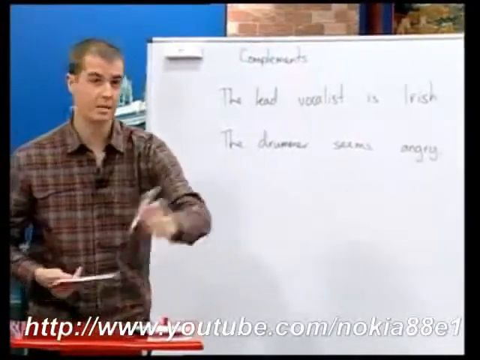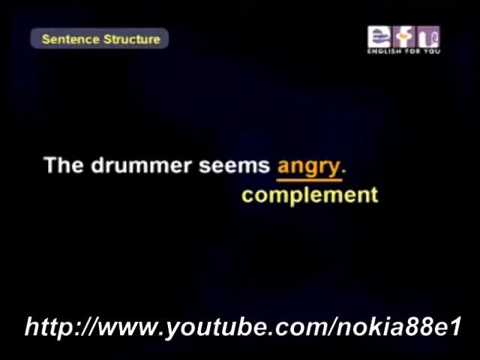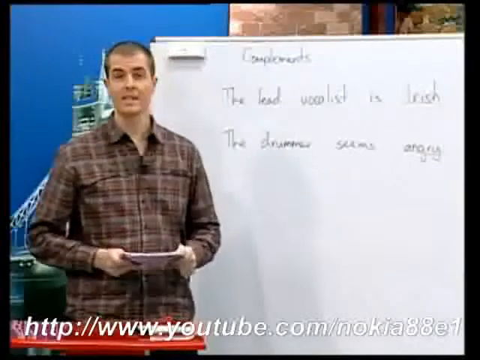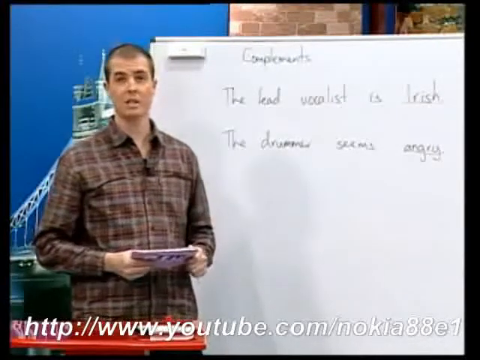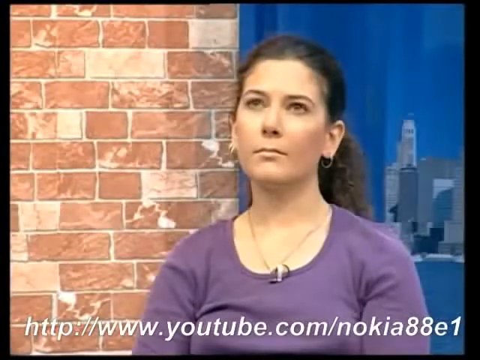In the first sentence, Irish is the complement. It tells us about the lead vocalist. And in the second sentence, angry is the complement. It describes the drummer. You can see that in these sentences a complement can be an adjective. It can also be a noun. Well, let's practice these now.